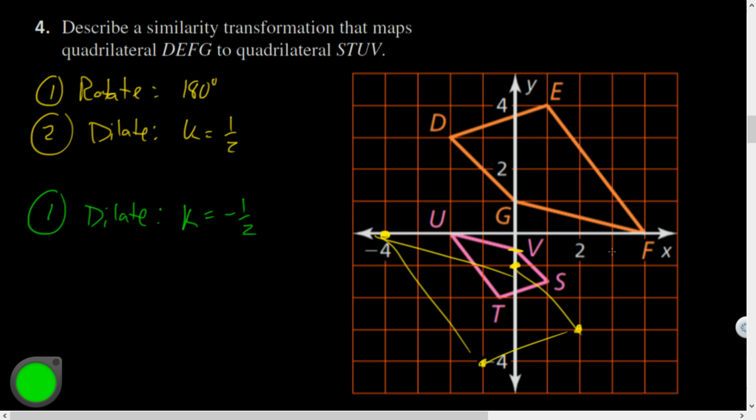But yeah, a negative scale factor results in a 180-degree rotation. It accomplishes the same thing. This is the same as that.